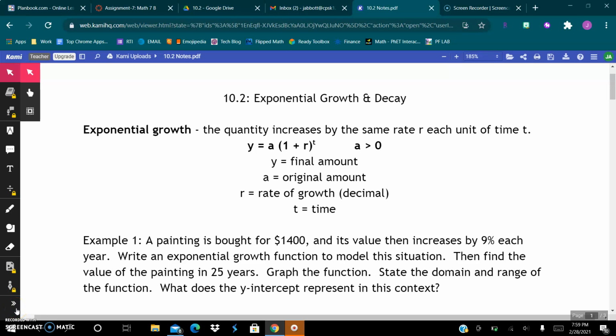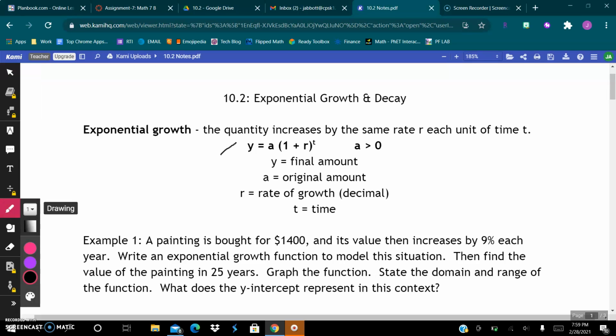Today we're going to talk about exponential growth and decay. Exponential growth is when our quantity is going to increase by the same rate, which is r, each unit of time, which is t. So the exponential growth formula is right here, and you need to write this down.